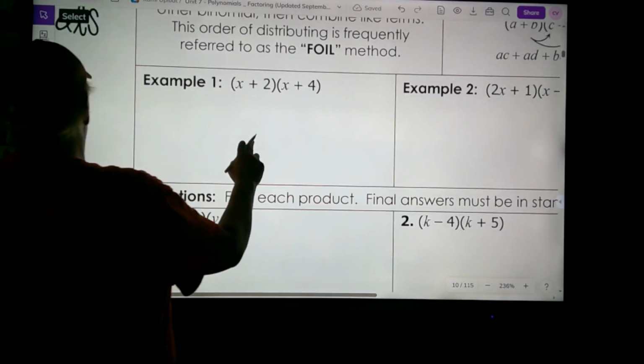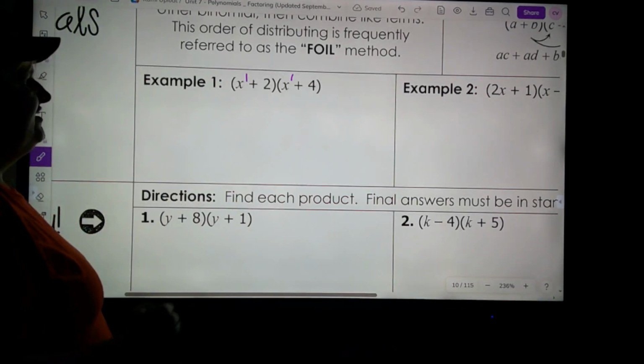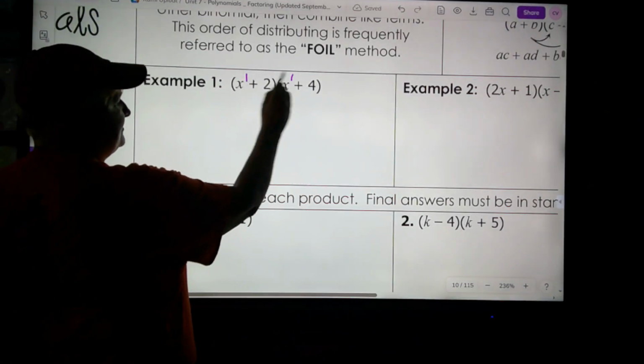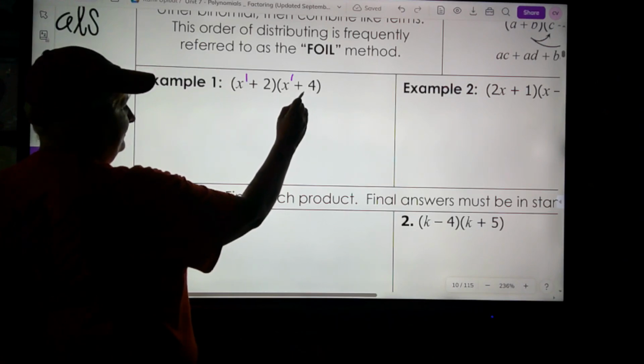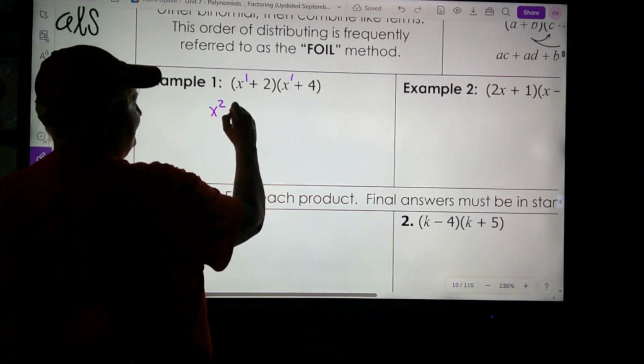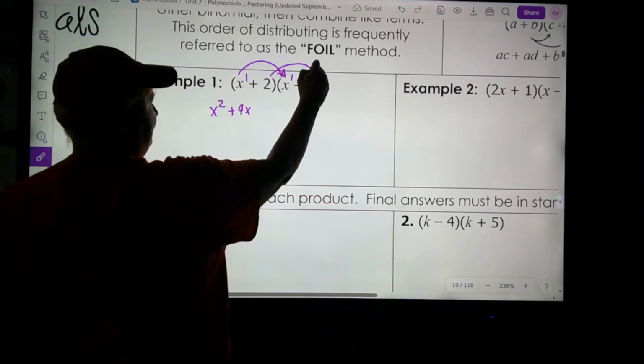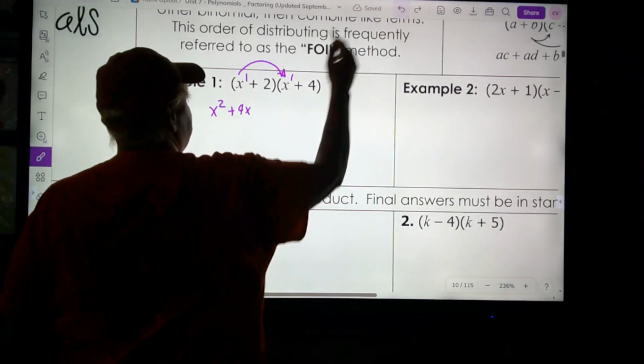Alright, so remember your invisibles. Alright, so distribute this to this. Alright, so x times x, x squared. X times 4 is 4x. Alright, so I did this and this. Whoop, just messed that up.